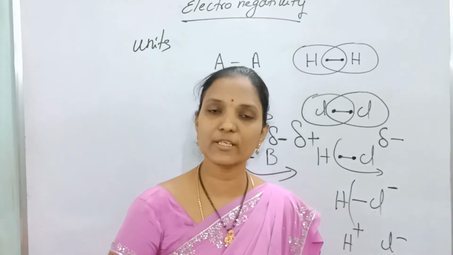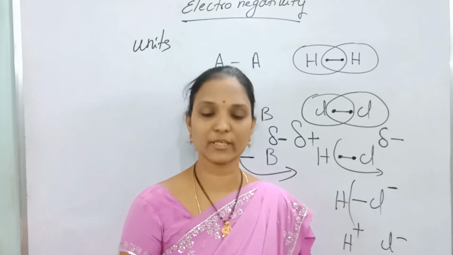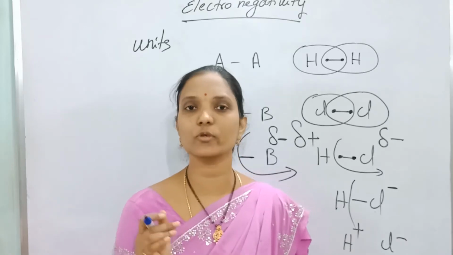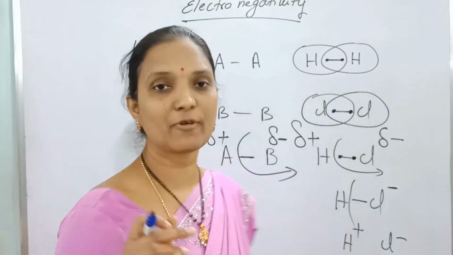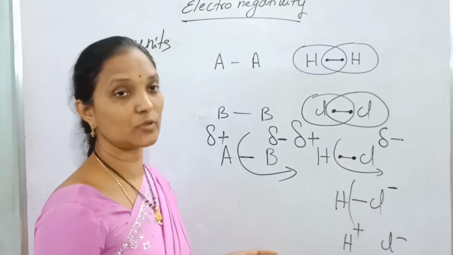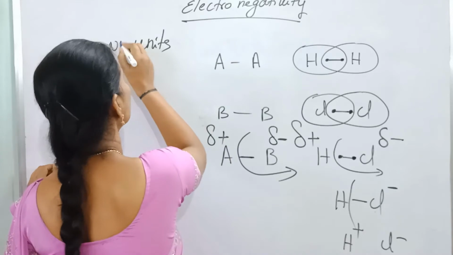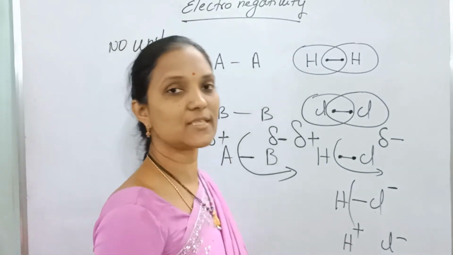Now what are the units of electronegativity? Electronegativity is attracting power, so that's just attraction. So there are no units for electronegativity. The periodic property that does not contain any units, the given answer, is electronegativity.